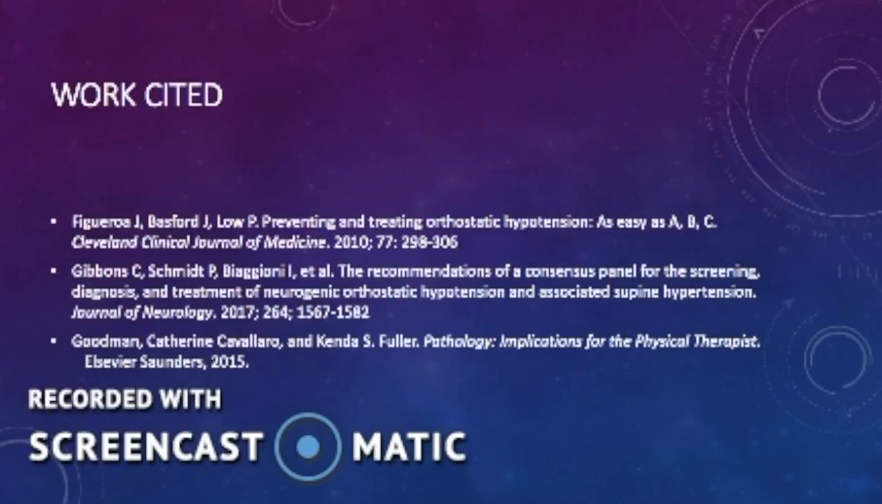And then here's a list of my works cited. To keep in mind, there is more information in the pathology textbook about orthostatic hypotension, along with the two studies that I presented today.